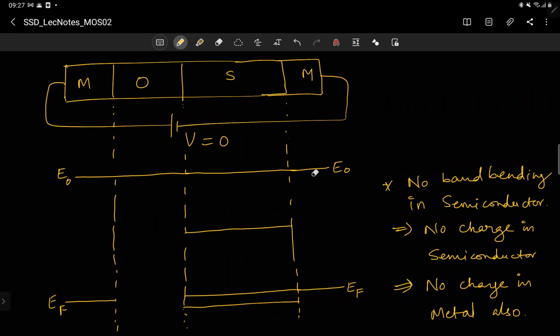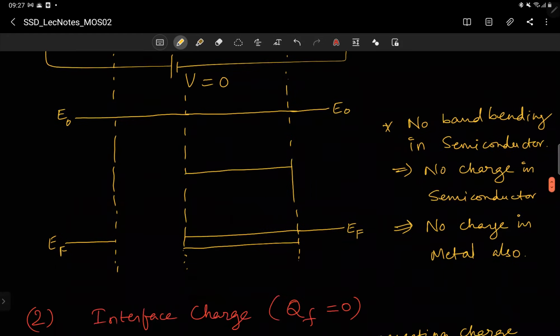And E naught is constant throughout. And see, I am not drawing the EC and EV of the oxide. You can draw it, we will come to that later. I am drawing E naught for now. It is not that we cannot or shouldn't draw the band diagram here; we should actually draw it, but for now we are not. But if you want to draw it, this will be the EC of the oxide, and somewhere down is the EV, a much bigger energy gap, right? So this is the energy gap of the semiconductor, the energy gap of silicon. The oxide gap is very large, though the diagram is not to scale.